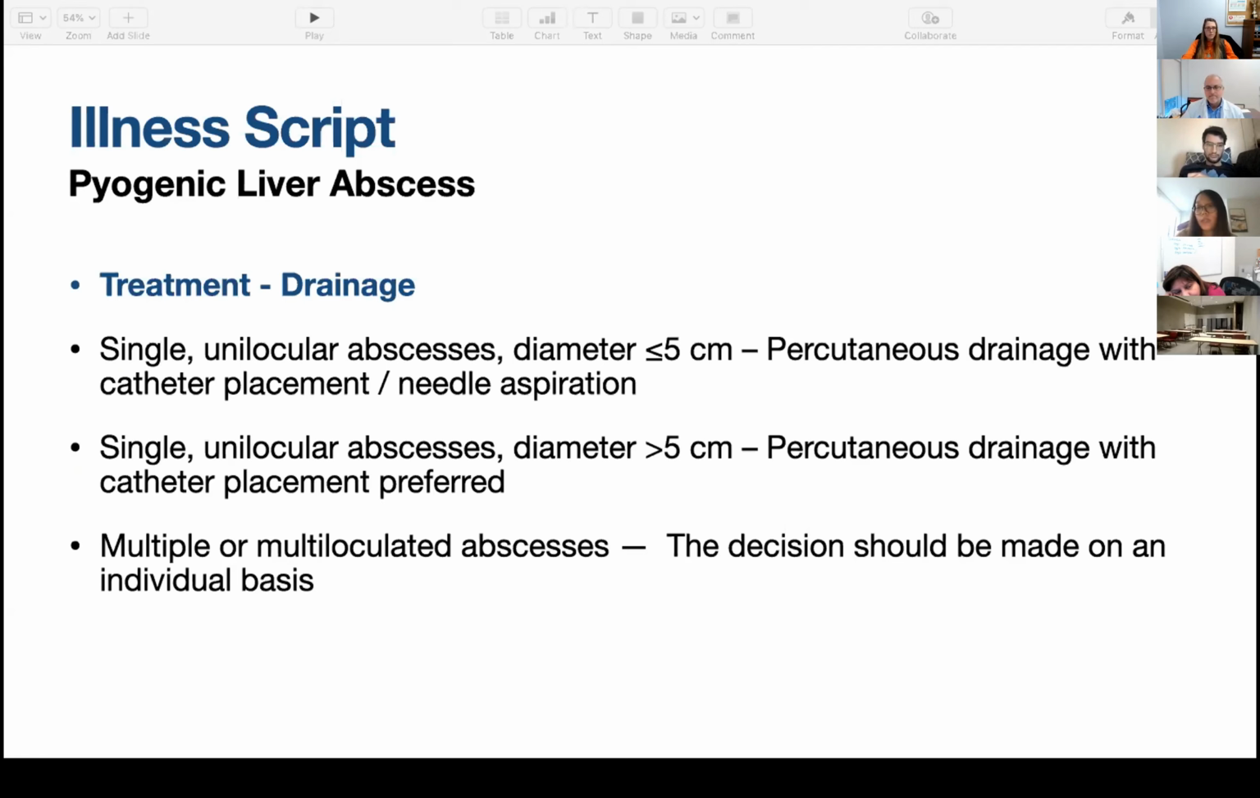And the treatment usually depends on whether it's drainable or not. So if the abscess is drainable, it usually needs to be a single unilocular abscess with a diameter less than 5 centimeters. We would go with percutaneous drainage with catheter placement or needle aspiration. But if it's larger and also a single unilocular abscess, we need to go with percutaneous drainage with catheter placement preferred instead of needle aspiration. And if there are multiple or multiloculated abscesses like this patient, the clinical decision needs to be based on an individual basis. So this patient would not be drained because he had multiple, very small microabscesses.